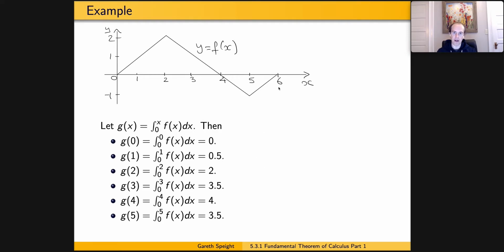And then the same thing from 5 to 6, right? We add on another triangle that has area 1/2, but it's below the axis, so the signed area is minus 1/2. So when we add that on, we're going to go down to 3.